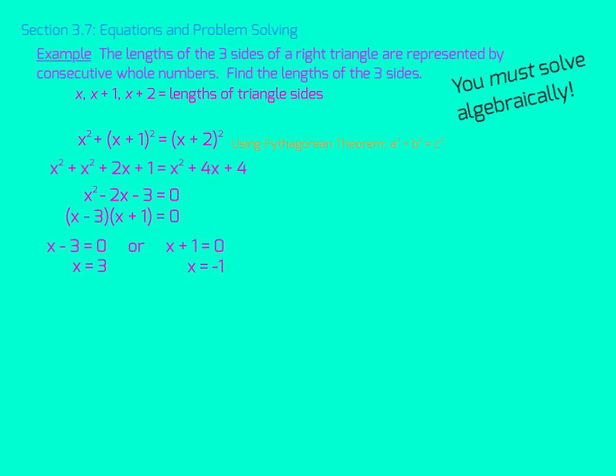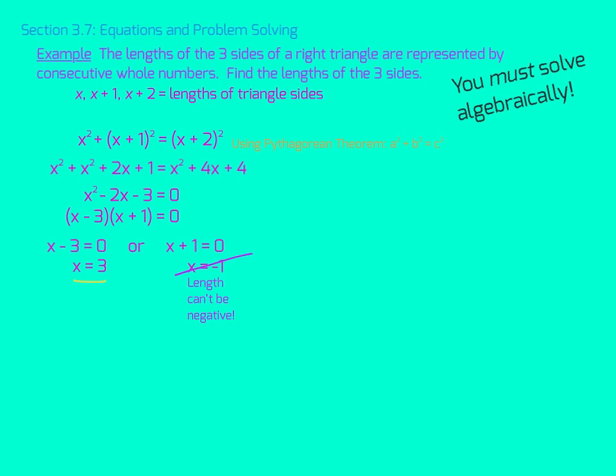Now, be careful because we're dealing with a real world situation here. We're dealing with the lengths of a triangle. Can length really be negative? Does this answer even make sense? I don't think so. So because length can't be negative, that means that x equals 3 must be our answer.